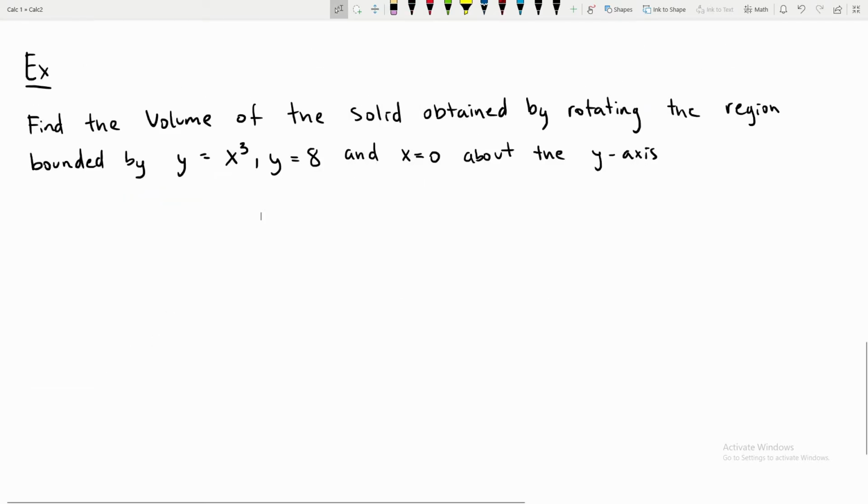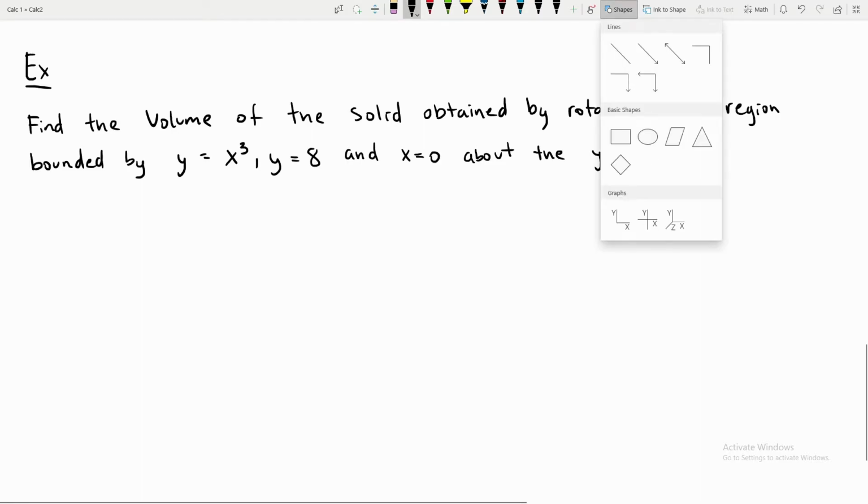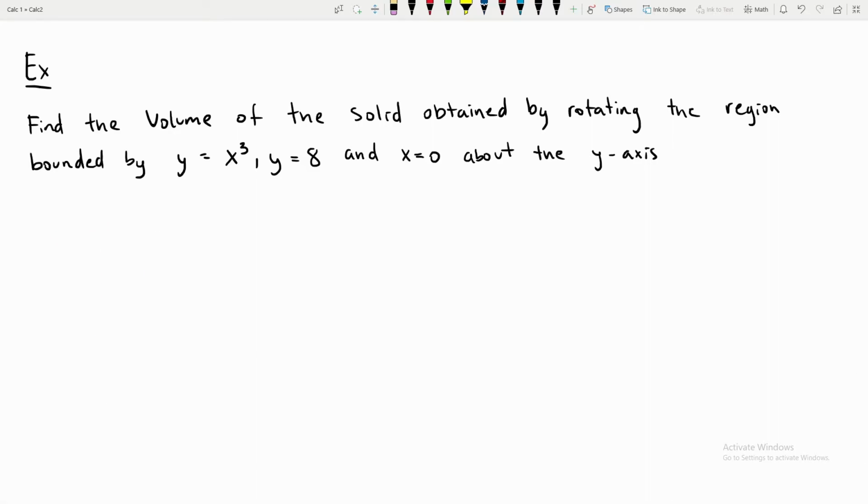So now moving on to the next example, it's asking us to find the volume of the solid obtained by rotating the region bounded by y equals x cubed, y equals 8, and x equals 0 about the y-axis this time. So no longer the x-axis. So let's go ahead and plot out the 2D graph first. So there you go. I have drawn out the 2D graph, and this is what it's going to look like.